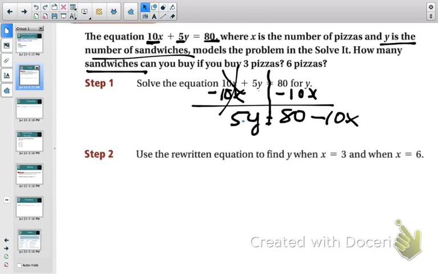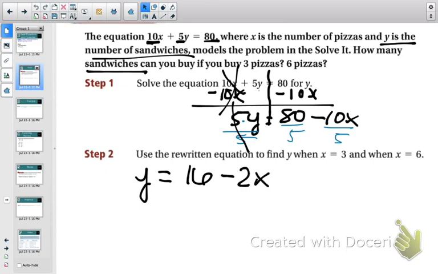This is 5 times y. Opposite of times is divide. So we're going to divide by 5, and divide all of this by 5. You can either do the whole thing by 5, but what I'm going to do is just divide each piece by 5. So divide this by 5, divide this by 5. Bang, bang, that's gone. So now I'm left with y equals 80 divided by 5 is 16. 10 divided by 5 is 2, so 16 minus 2x. Now we've solved that for y.